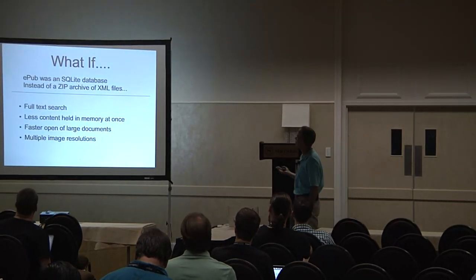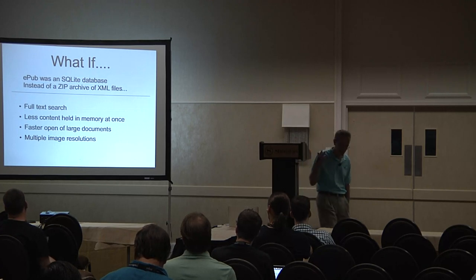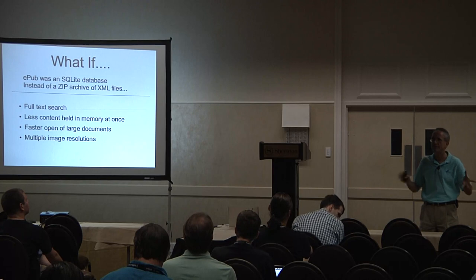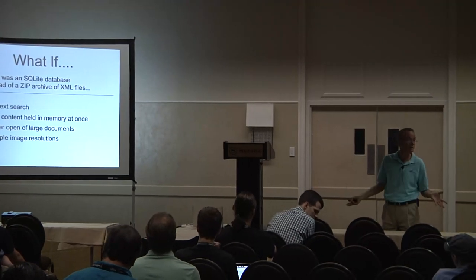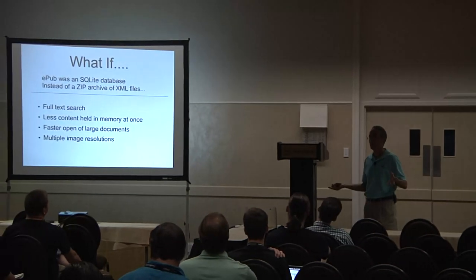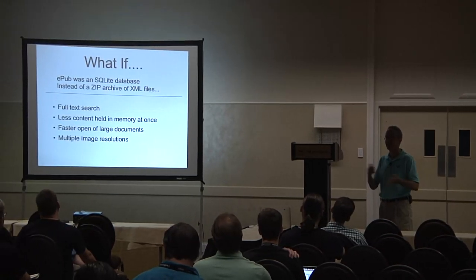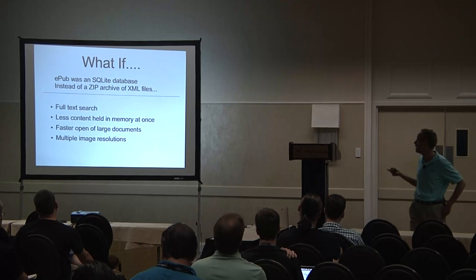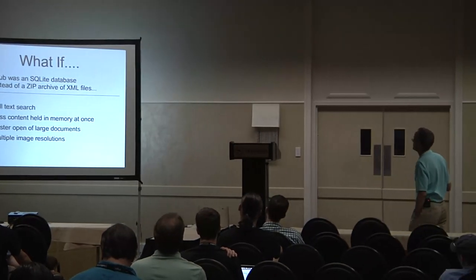So what if the EPUB format was an SQLite database? EPUB is the format that's used by Nook and other kinds of e-readers. It's the file format used for ebook readers other than the one from Amazon. Okay. They have their own proprietary format that they will not share with anyone, but all the others use EPUB, and it is also a zip archive of XML files.